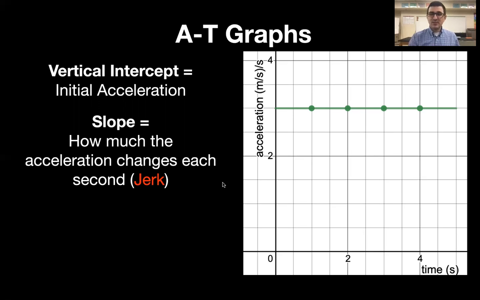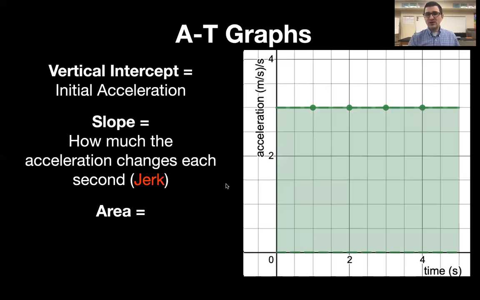Then sometimes we try to find the area of graphs. And the meaning of the area of an acceleration versus time graph is actually the thinker question that I'd like to end this video with. So I would like for you to find the area of this segment and then look at the units and try to figure out what the area of an acceleration versus time graph means. We will begin our next class by talking about what you think is the meaning of the area of an acceleration versus time graph.